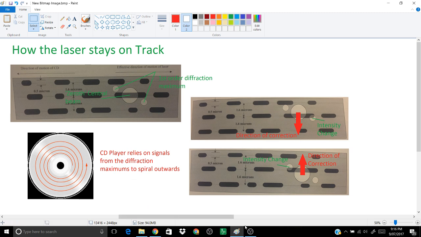All right, we're going to leave it there. That's all the information you critically need to know for this topic.